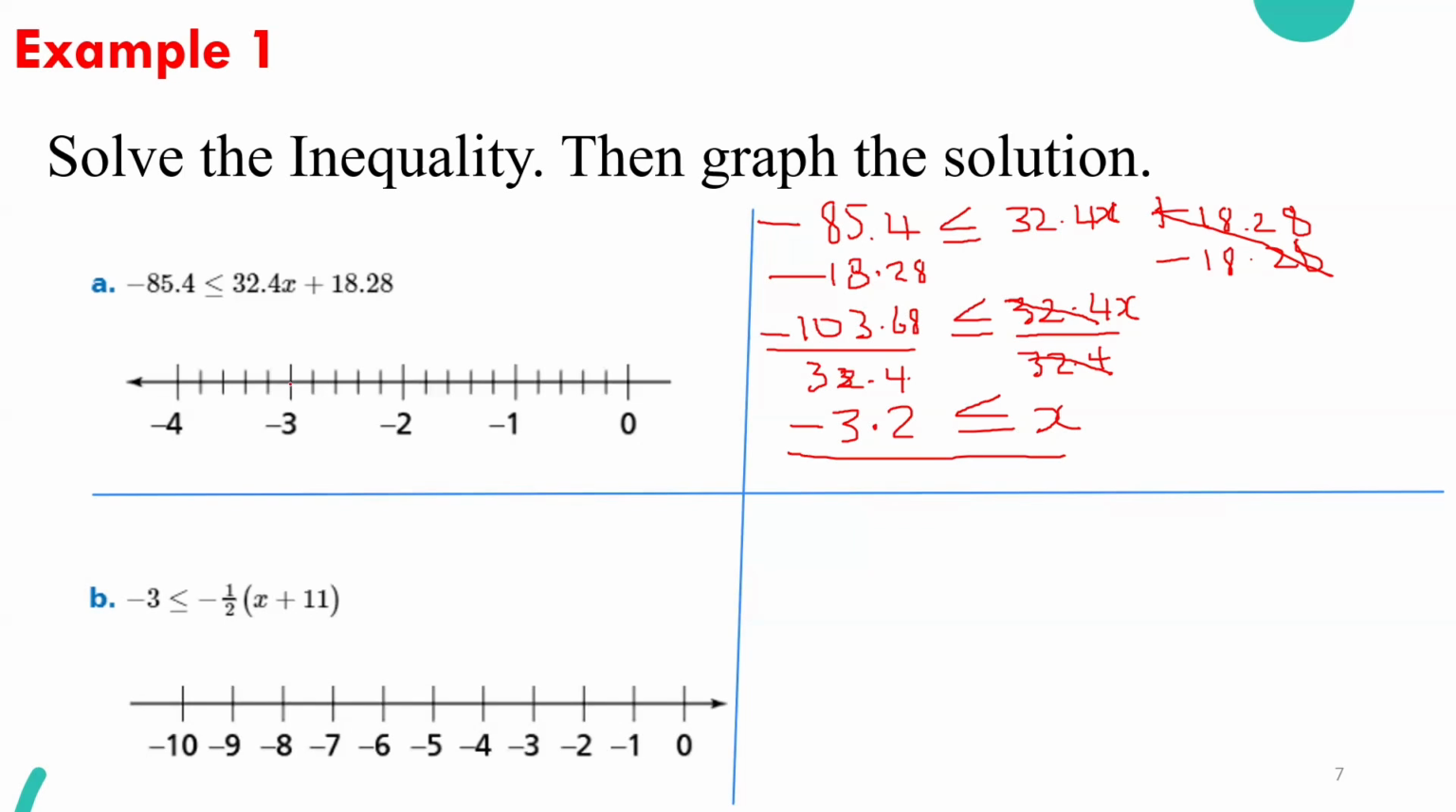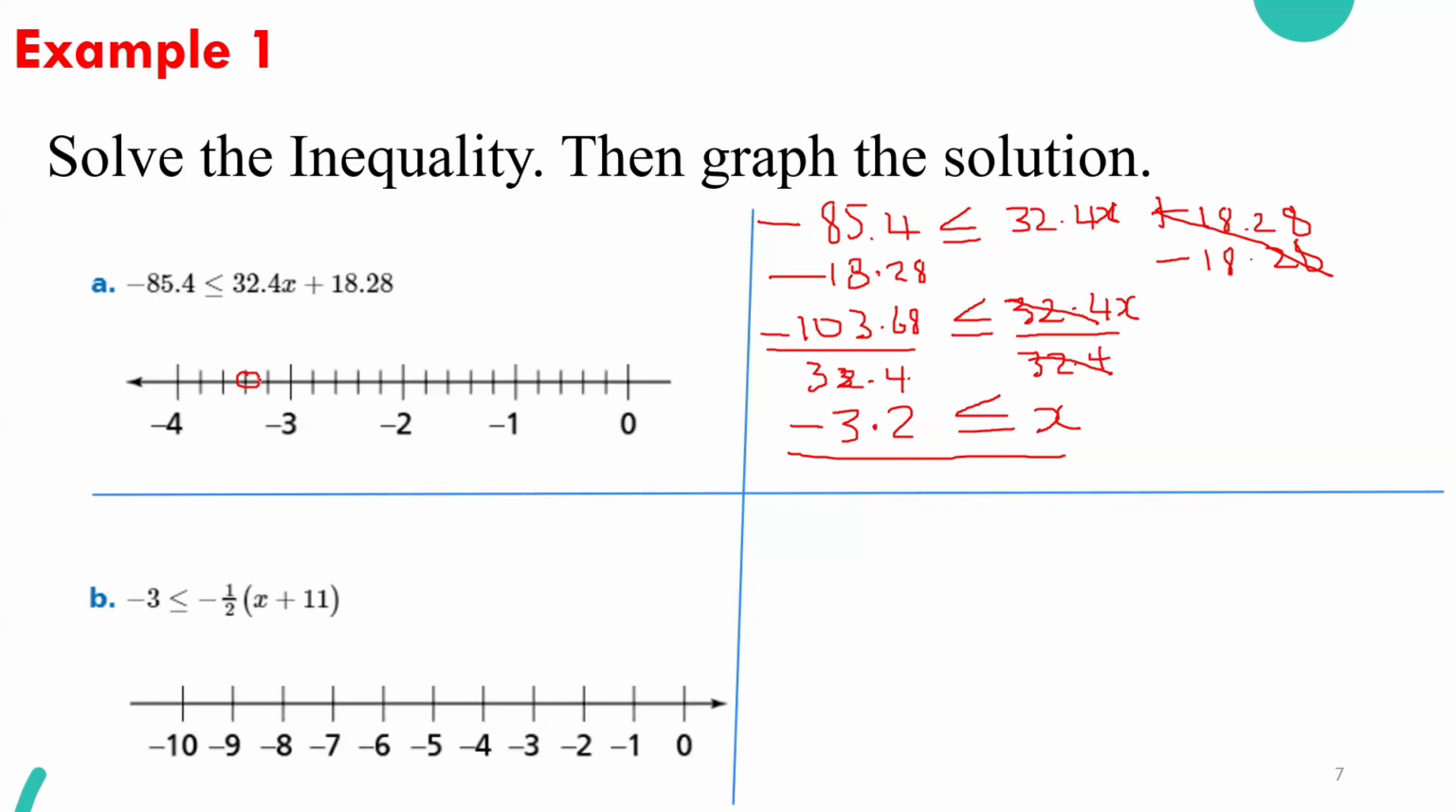So this here is negative 3. Remember, on a number line, the values to the left of 0 are negative and the values to the right of 0 are positive. So here we have our negative 3, but remember we have negative 3.2. So this increment here is going to be negative 3.1, and this one is going to be negative 3.2. So once you locate your value, you draw a circle to say that that is where negative 3.2 is. But remember now, it says the value of x is greater than or equal to negative 3.2.